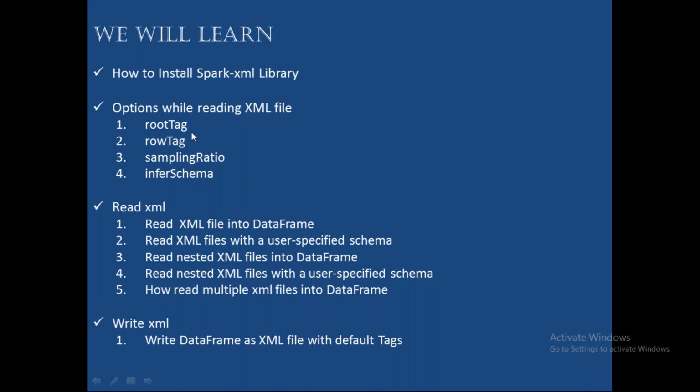Remember, the default tag for rootTag is rows. The default tag for rowTag is row. Next, I want to specify what my rootTag is and what my rowTag is, and I want to write the data as an XML file. So I will show you this particular thing as well.